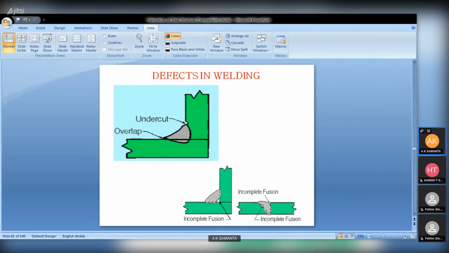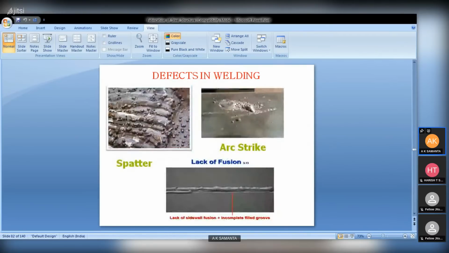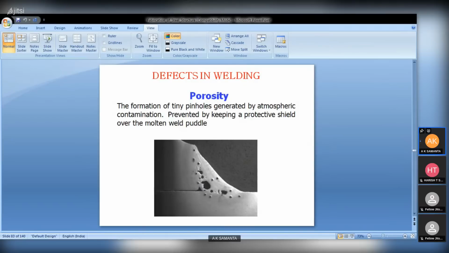Then incomplete fusion. You can see during fillet welding, inside there is some gap or void. It is not welded. That is called incomplete fusion. It may happen in butt welding as well as in fillet welding. Now spatter, you can see very easily. You can see flat spatter, arc strike, and lack of fusion, so I need not describe. It is clearly visible in the picture. Porosity also you can see, where some holes have been formed inside the welding.